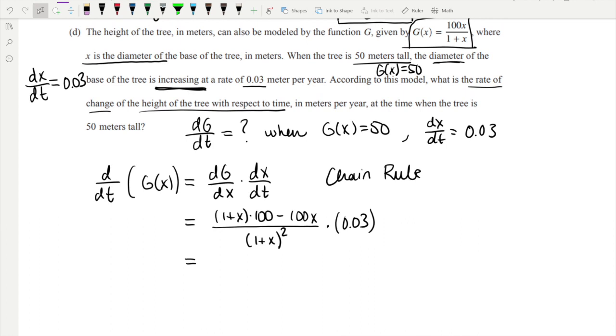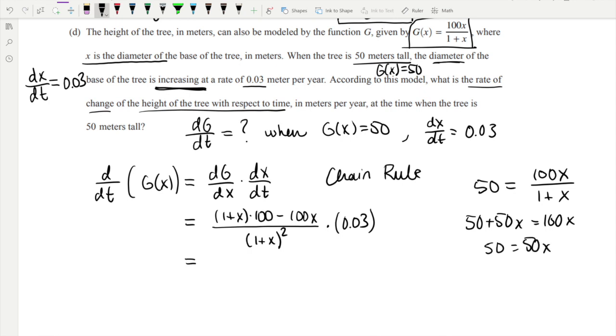And so now we need to compute this where, well, what do we know? We know that g of x is supposed to be 50. But I don't need g of x to calculate this number. I need x. So I better take my equation for g of x and set it equal to 50 and solve for x. So this gives me 50 plus 50x equals 100x. Subtract the 50x over, 50 equals 50x. So x is equal to 1. So now I just plug in 1 everywhere.